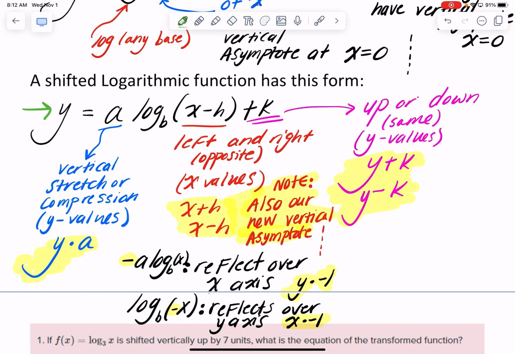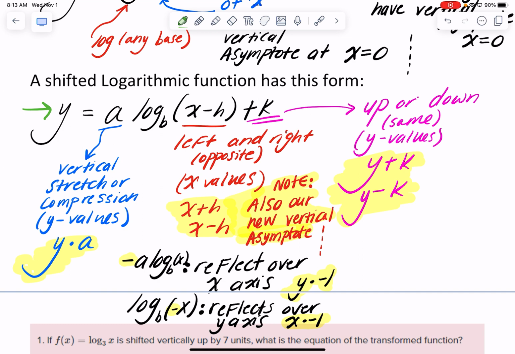So to take your x values and fix them, we'll take x and add h, or take x and subtract h. And we talked about it in our last lesson. That's also our new vertical asymptote. You shift left and right, your new asymptote. We went over that in the last lesson. Then plus k is added on the outside.